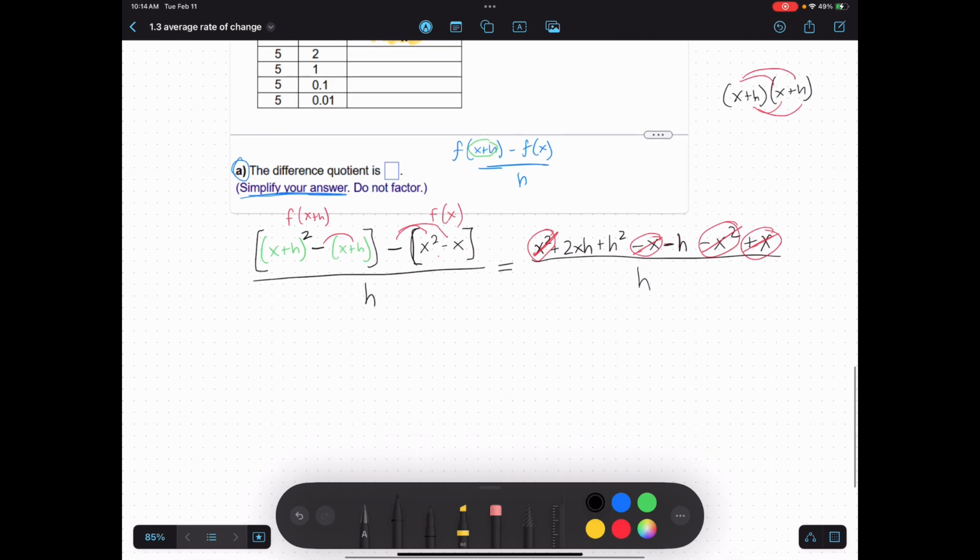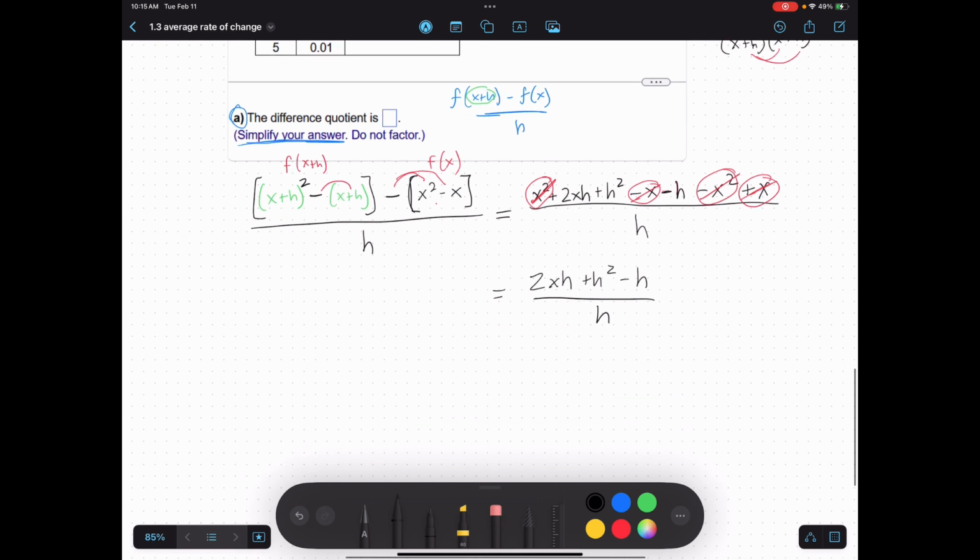And now I'm left with 2xh plus h squared minus h all over h. Now what do we notice? Now every term in my numerator has an h factor, which means I can factor out an h term, right? I can factor out h from every single one of those terms. So that leaves me with h times 2x plus h minus 1. Do we see that? See how I factored out that h? And then I still have this h in the denominator.